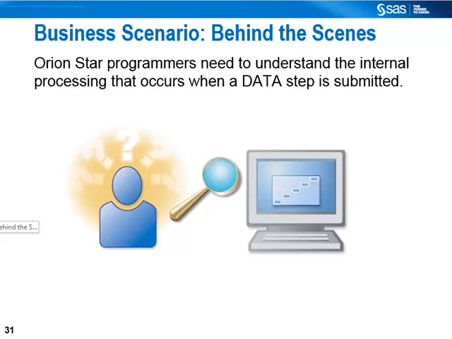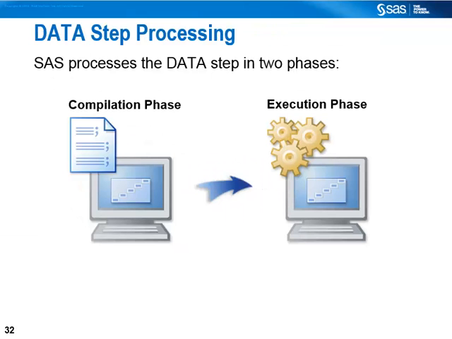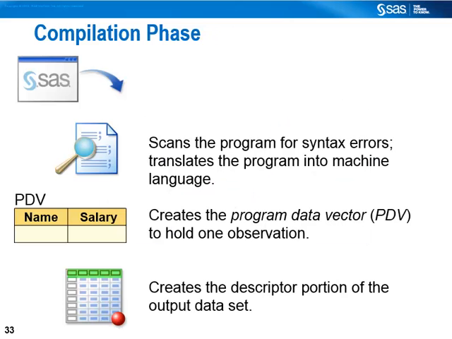Business scenario: behind the scenes. Orient Star programmers need to understand the internal processing that occurs when a data step is submitted. Data step processing. SAS processes the data step in 2 phases: the compilation phase and the execution phase.